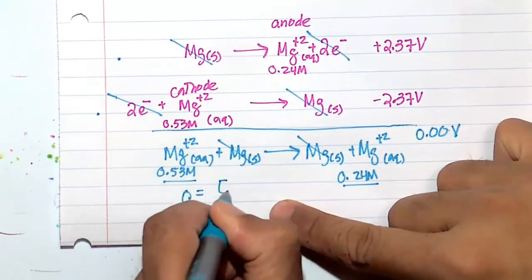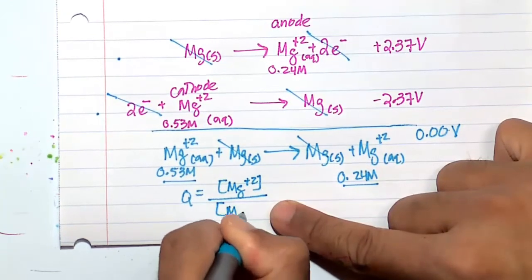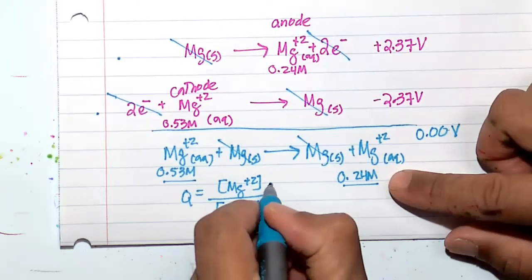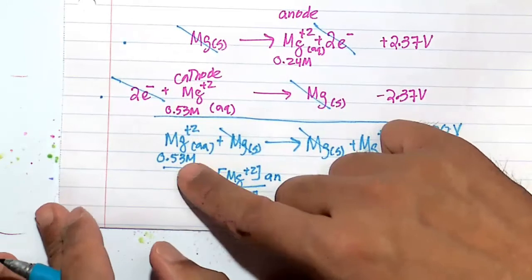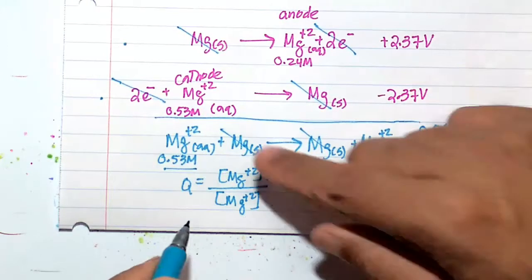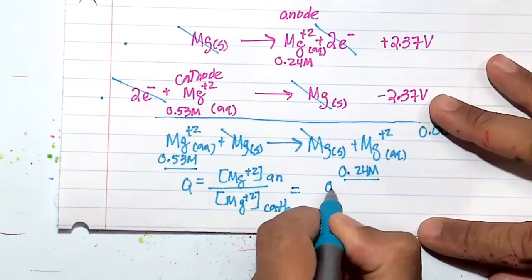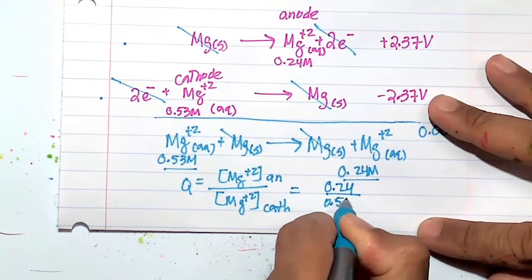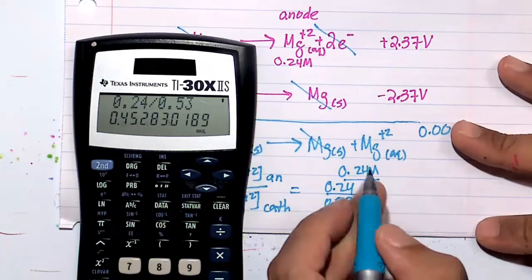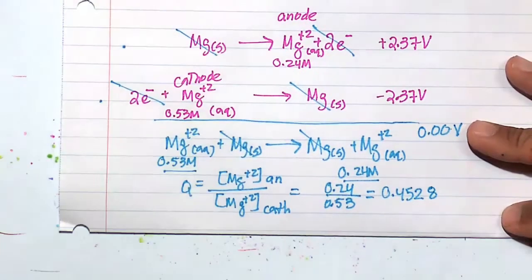Here our Q is the concentration of Mg plus 2 divided by the concentration of Mg plus 2. Here in the numerator is the concentration of Mg plus 2 from the anode. I'll label that An. And on the reactant side, products over reactants, is the concentration of Mg plus 2 from the cathode. I'll label that Cath. Alright, so 0.24 divided by 0.53 will be our Q. So doing that on our calculator, getting about 0.45, let's add some extra digits here, 0.4528.